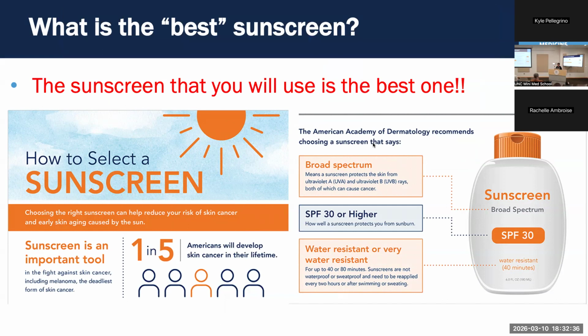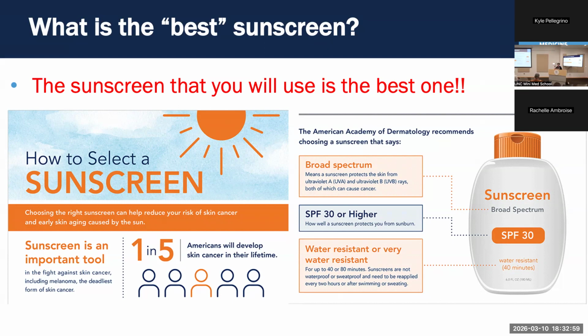I get this question a lot, but it really is what you will use, because the key is most people are not using sunscreen enough, right? In general, it's the most important tool we have to help fight skin cancer, beyond covering up with clothes. One in five people will eventually get skin cancer. These are the main things on this bottle that you need to think about.